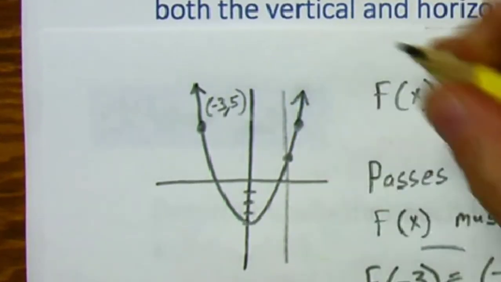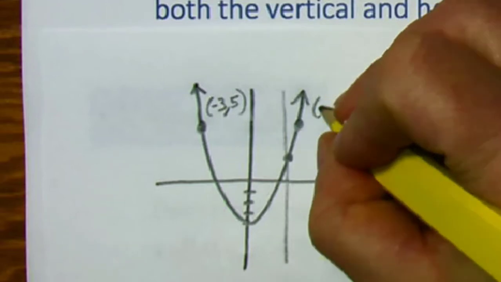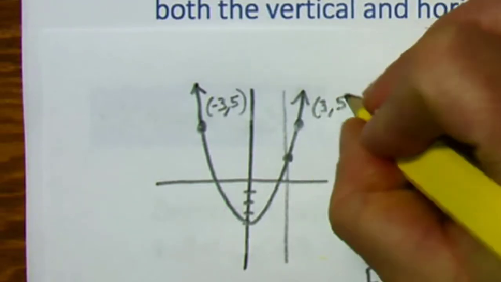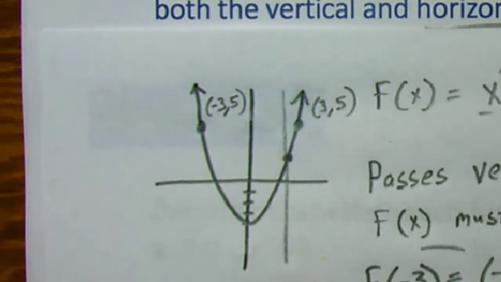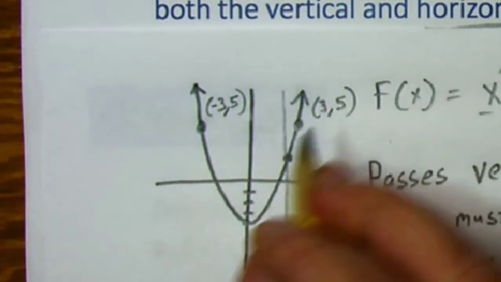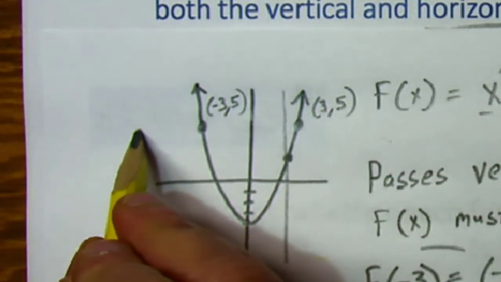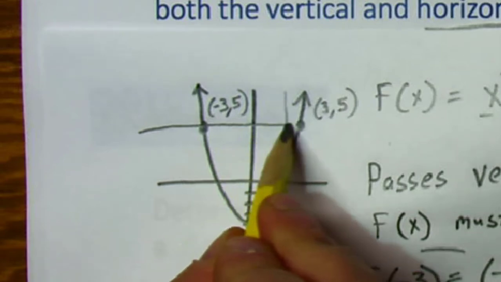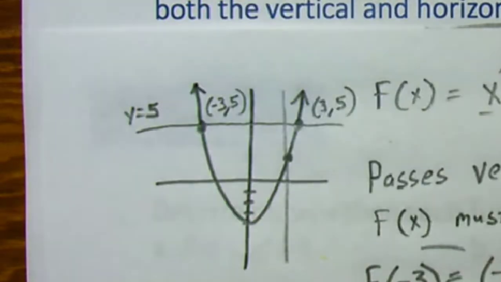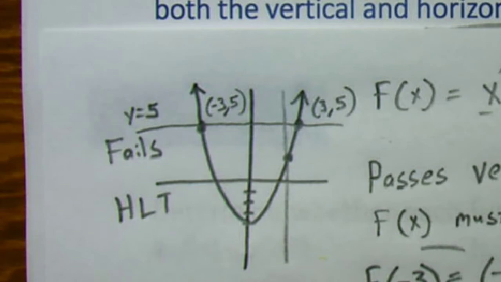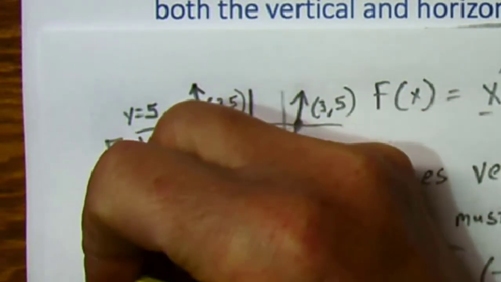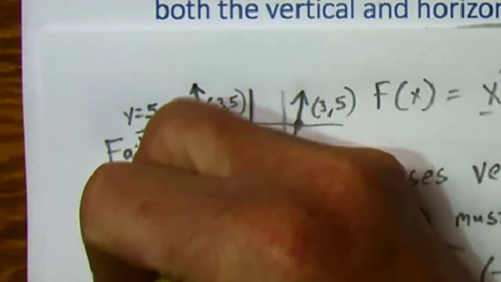Graphically, what that means is that the point 3, 5 is also on the parabola, but here's the thing. They both have the shared y value. That means that we could draw a line through those 2 points at the line y equals 5, and this fails the horizontal line test. Because it fails the horizontal line test, this must not be a one-to-one function.